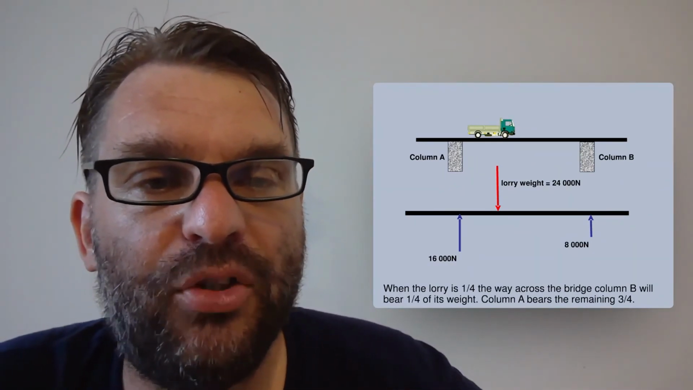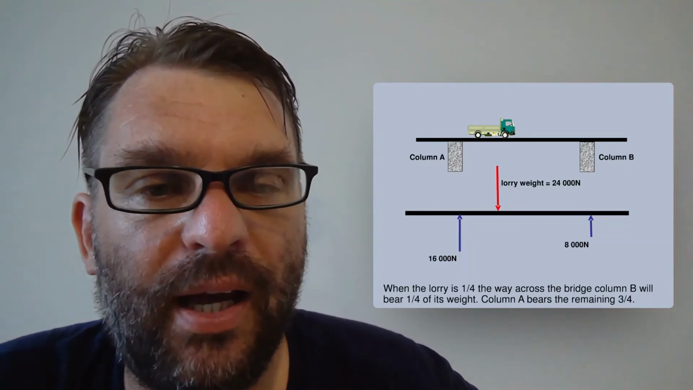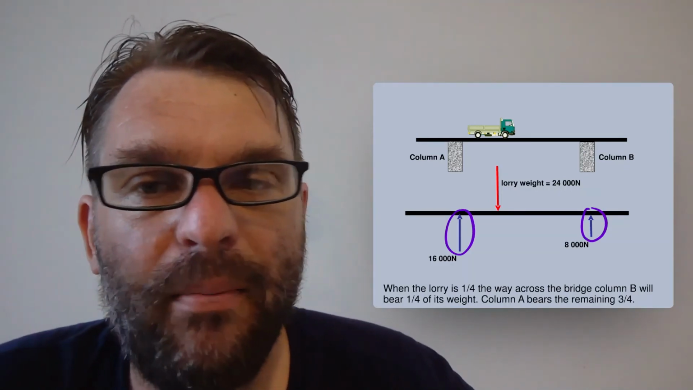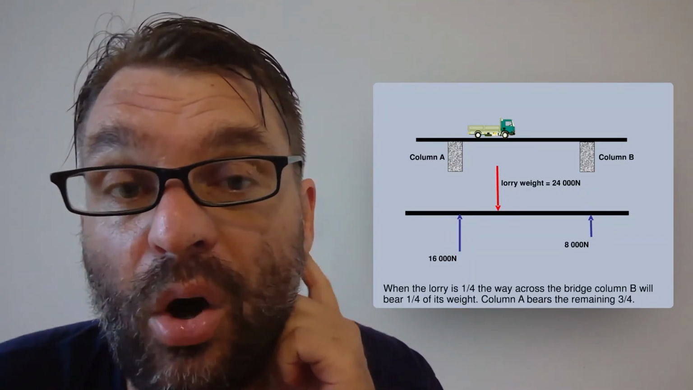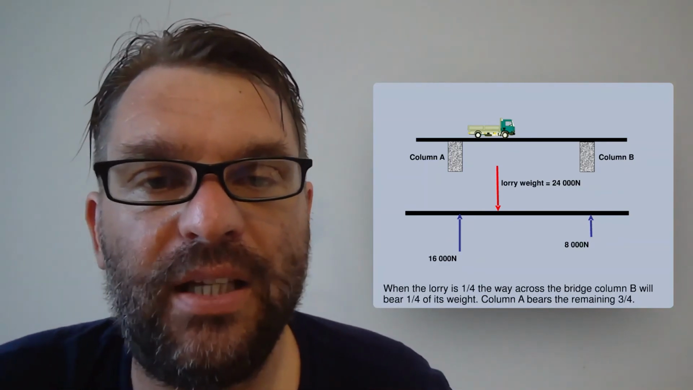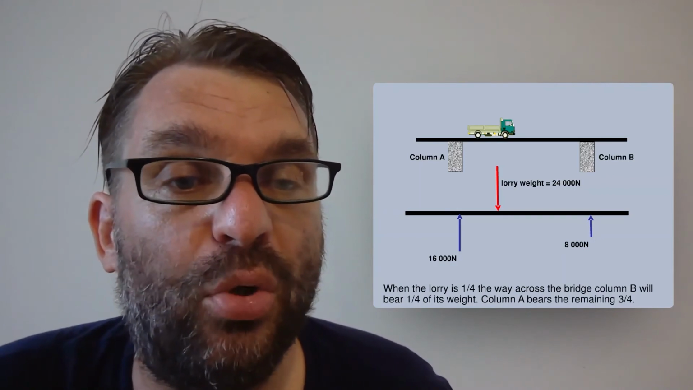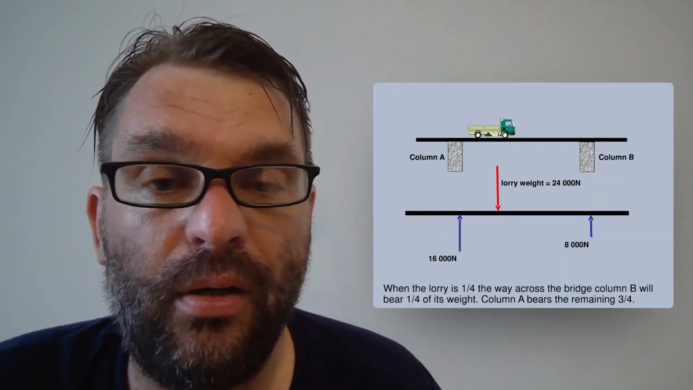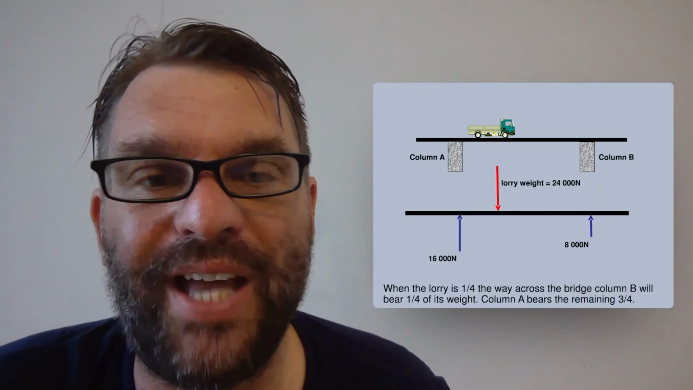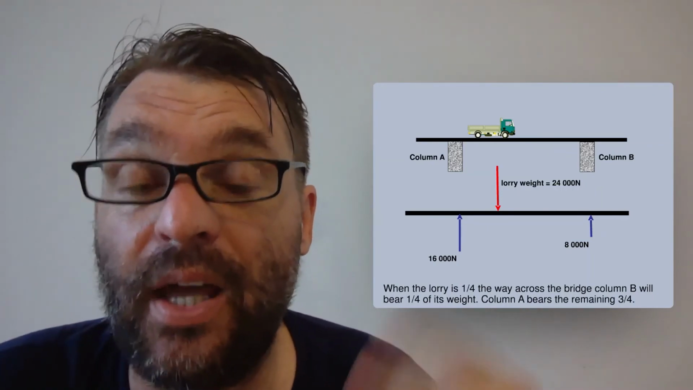And then if it moves a quarter across the bridge, and you can see the ratios here, then column A bears 3/4 of the weight force, 16,000 newtons, and column B is going to bear a quarter of that weight force, 8,000. Okay, 16,000 plus 8,000 equals 24,000.